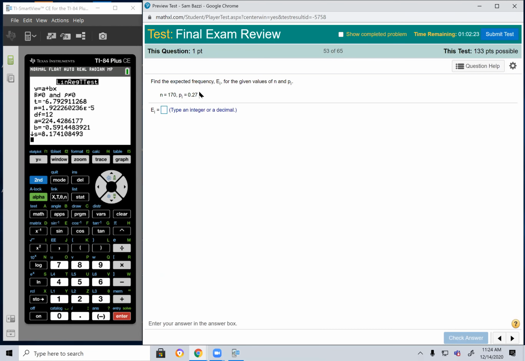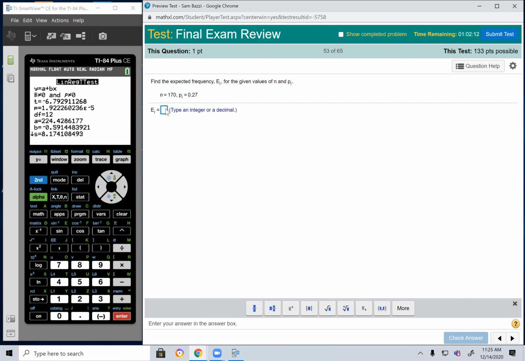Okay, find the expected frequency. We're doing now chapter 10. Ei for the given value of n and pi. Well, it's 170 times 0.27. The expected value is the probability times the sample size. So it will be 0.27 times 170, 45.9.